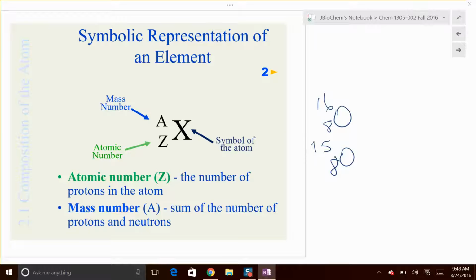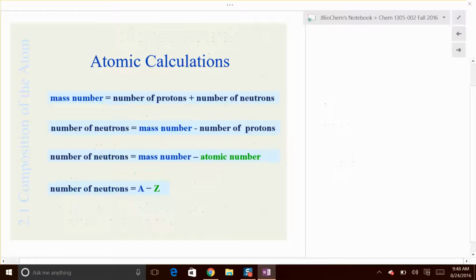You guys just figured that out. The sum of the number of protons and neutrons is its mass. Okay? That's its mass. Okay, here's a bunch of confusing stuff. Mass number, number of protons plus number of neutrons. That's what we just said. Number of neutrons, mass minus the protons. Number of neutrons, mass minus the atomic number, which is exactly what this is saying. That the number of protons is the atomic number.